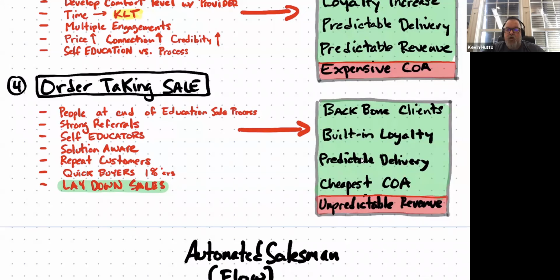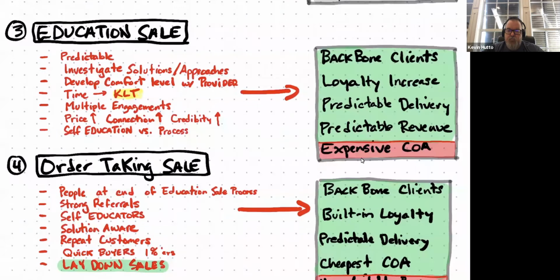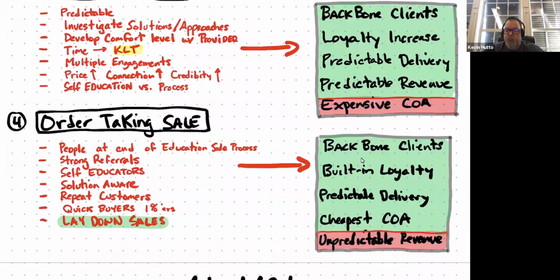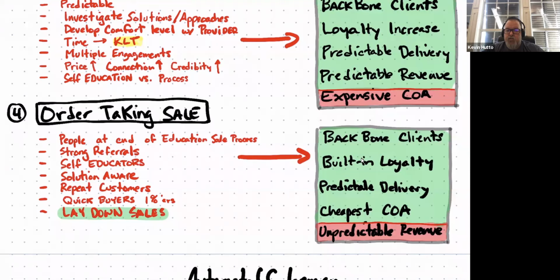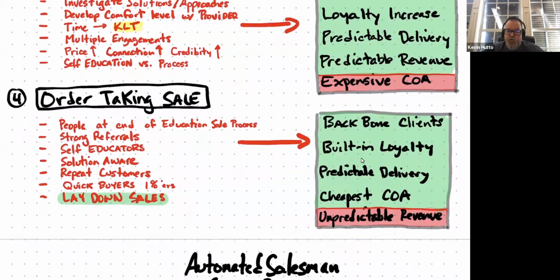So again, these are very much like the same thing as the education clients. These are backbone type clients. They have built-in loyalty, predictable delivery. This is oftentimes the cheapest cost of acquisition, but the challenge is that it's unpredictable revenue. It's hard to run your business just off of order taking sales, right?